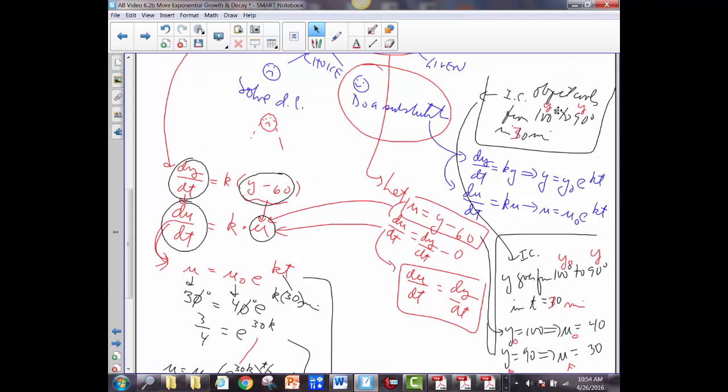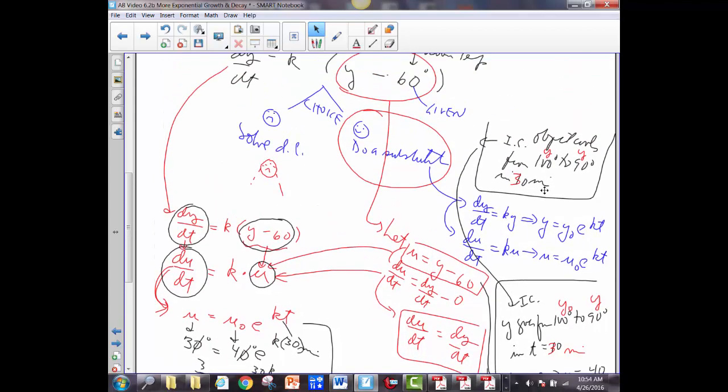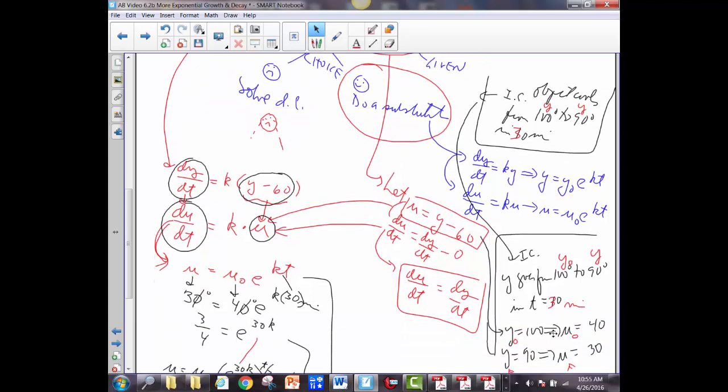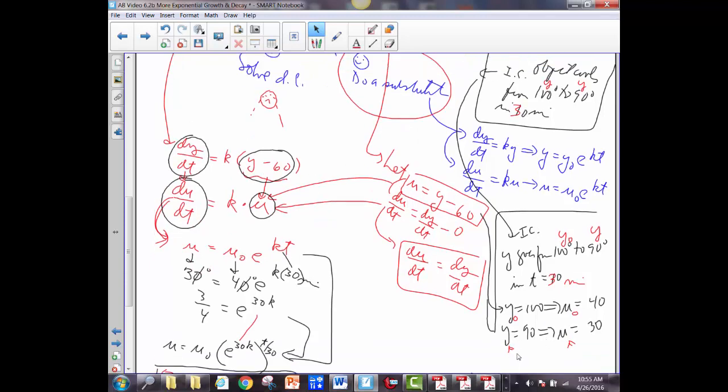Now, what this is for the original value of y. So y goes from 100 degrees to 90 degrees in 30 minutes. Which means the y0 is 100, and when t equals 30, your y will equal 90. So our y0 is 100, but u is equal to y minus 60. So if I replace y by 100, I get u equals 100 minus 60, which is 40. So my initial u, my u0, is 40.